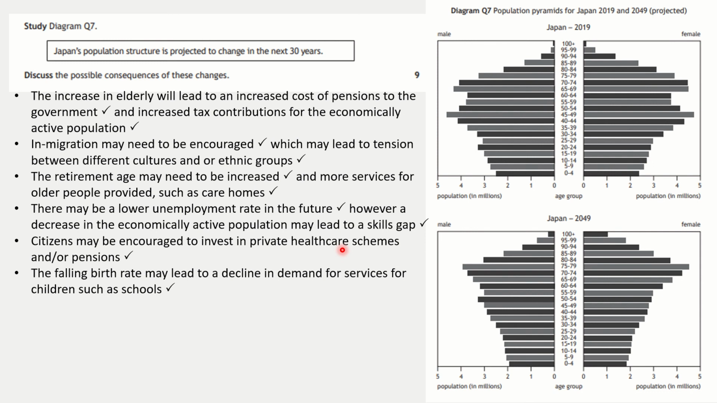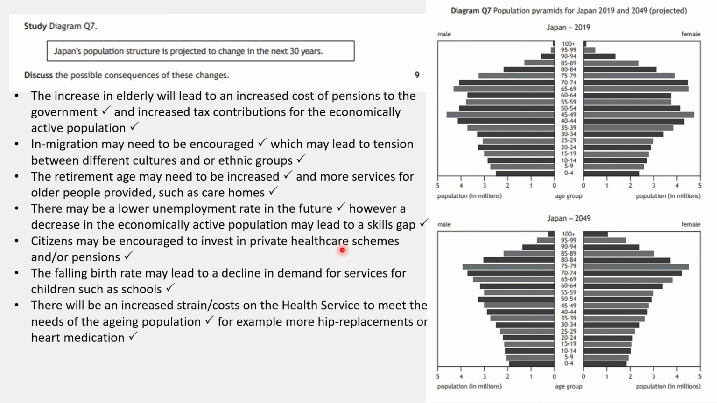We've mentioned, of course, that services for young people may suffer, as there are fewer children, therefore there's a little less demand for services such as schools, nursery care, and youth services. And of course, there's an increased strain and cost on healthcare. And that can lead to some services having very long waiting lists, or some services becoming less available, for example, hip replacements or heart medication.